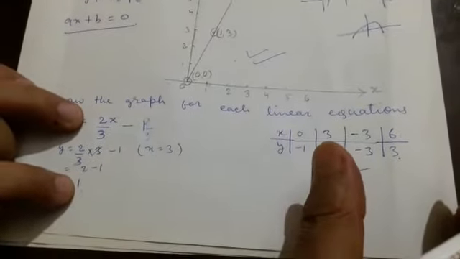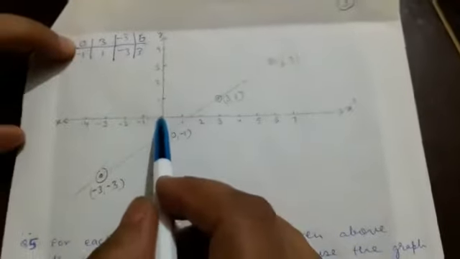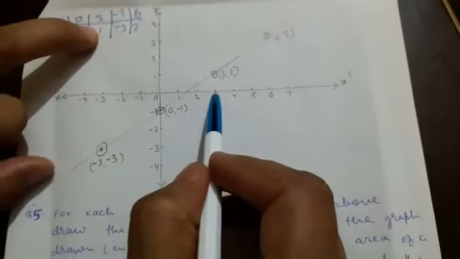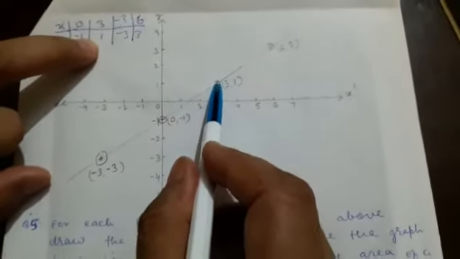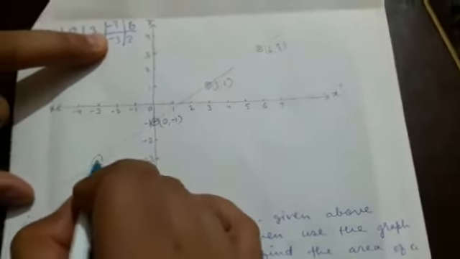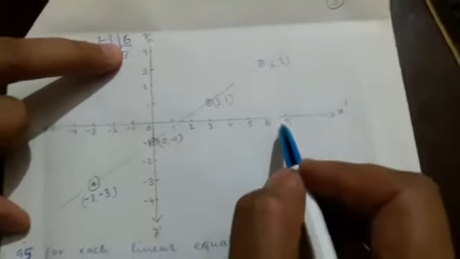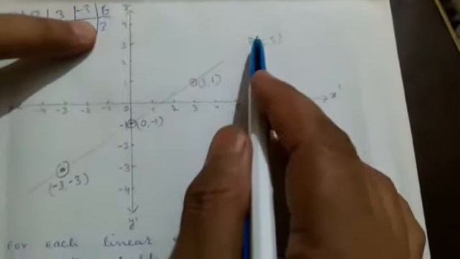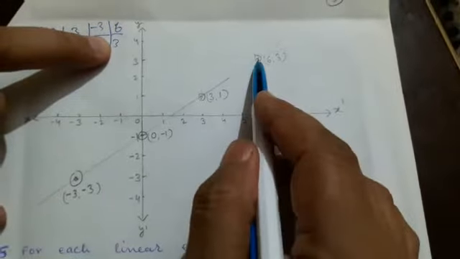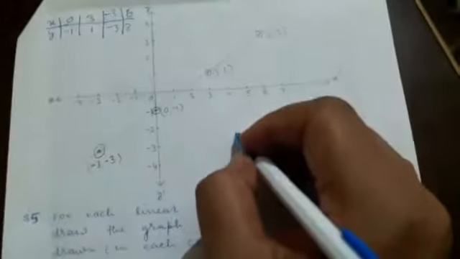Now let us plot these values on the graph sheet. Here when x is 0, then y is minus 1. We will put a dot here. Then when x is 3, then y is 1. When x is minus 3, y is also minus 3. When x is 6, then y is 3. Now we will join all these points with the help of a scale. This will be our answer.